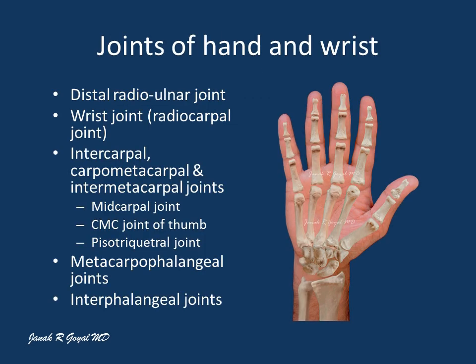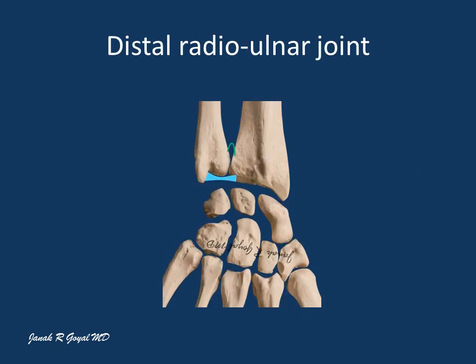The joints of hand and wrist include the distal radio-ulnar joint and the wrist joint or the radiocarpal joint, and the joints between the carpal and metacarpal bones, metacarpophalangeal joints, and the interphalangeal joints. I will discuss the joints further in the next few slides. Let's look at the distal radio-ulnar joint.